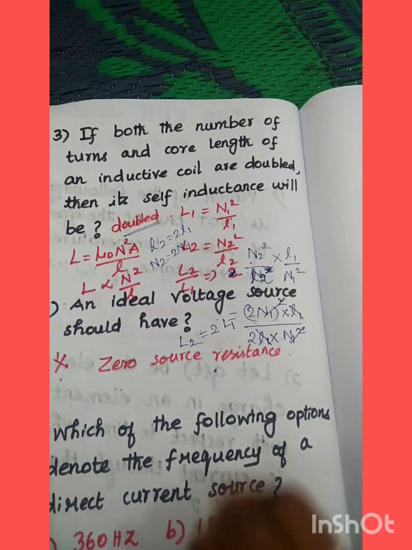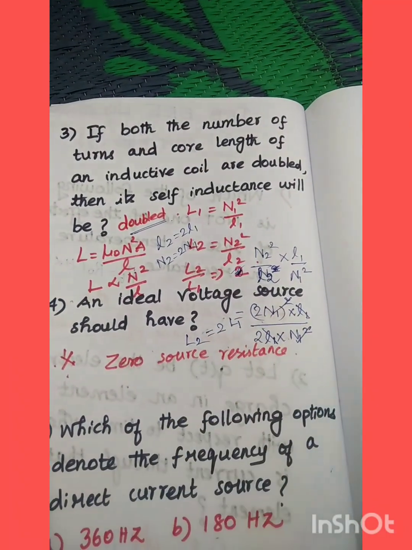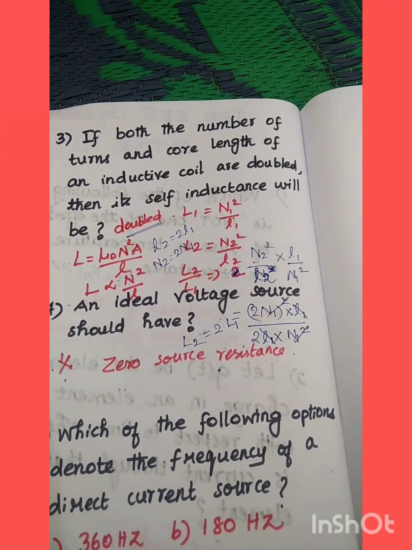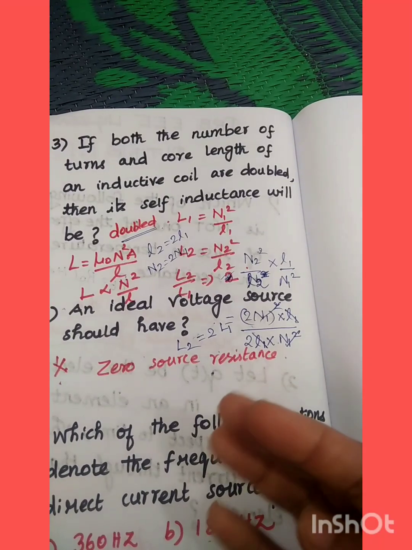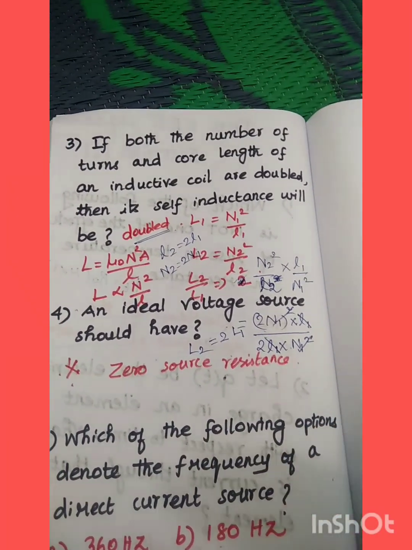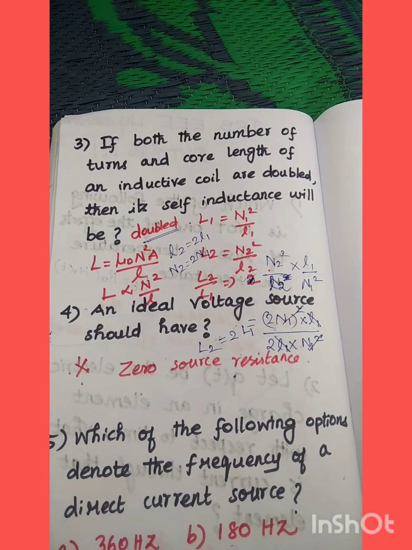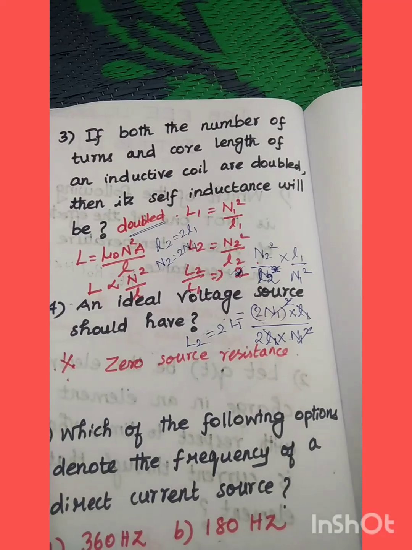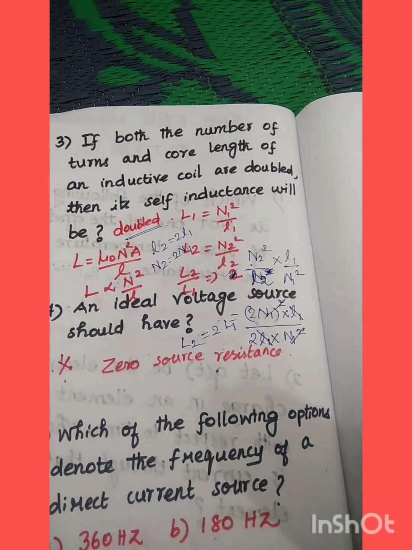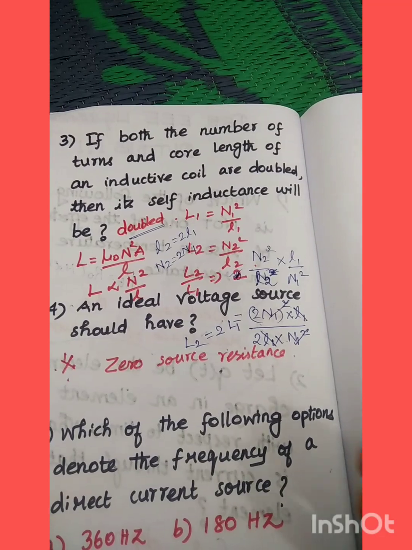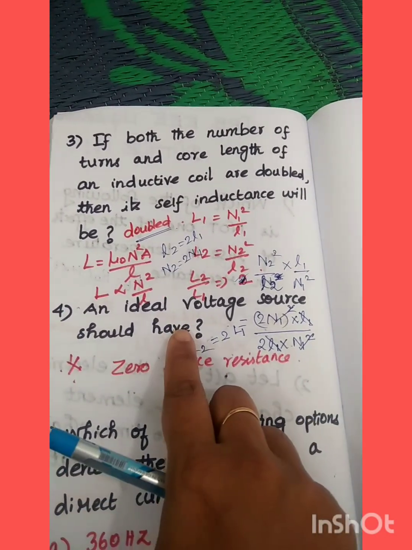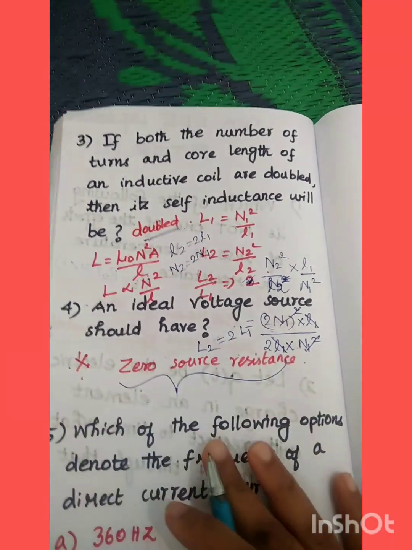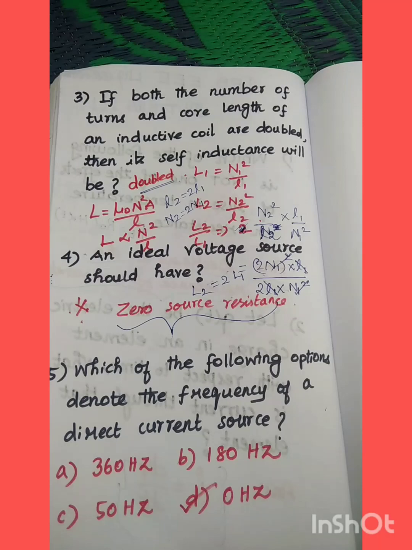On to the third question: an ideal voltage source should have dash. We come across this term. What is the meaning of an ideal voltage source? We can say that it has zero source resistance. Whereas a practical voltage source consists of an ideal voltage source in series with an internal resistance Rs. In the case of an ideal voltage source, we should have zero source resistance. These questions may be asked in competitive examinations.